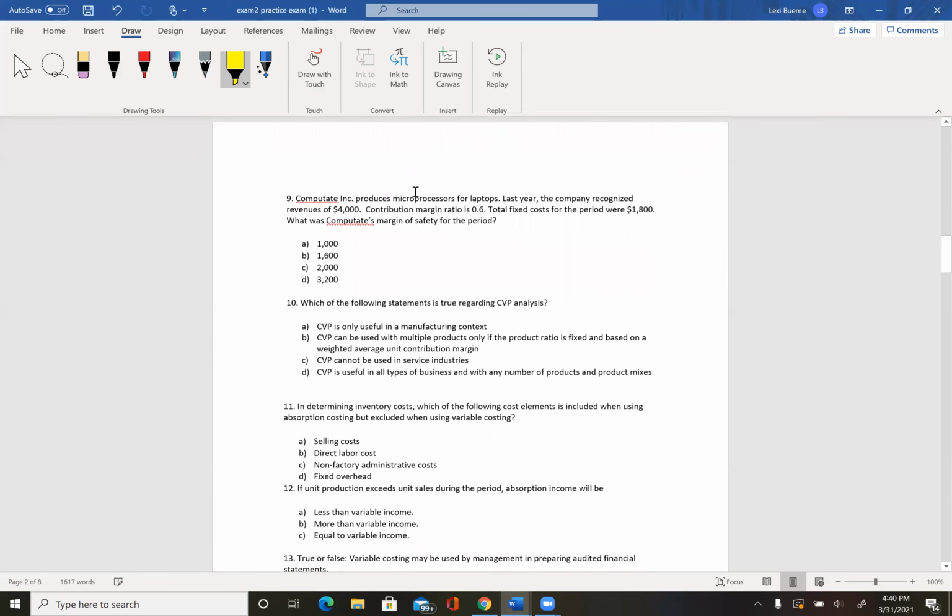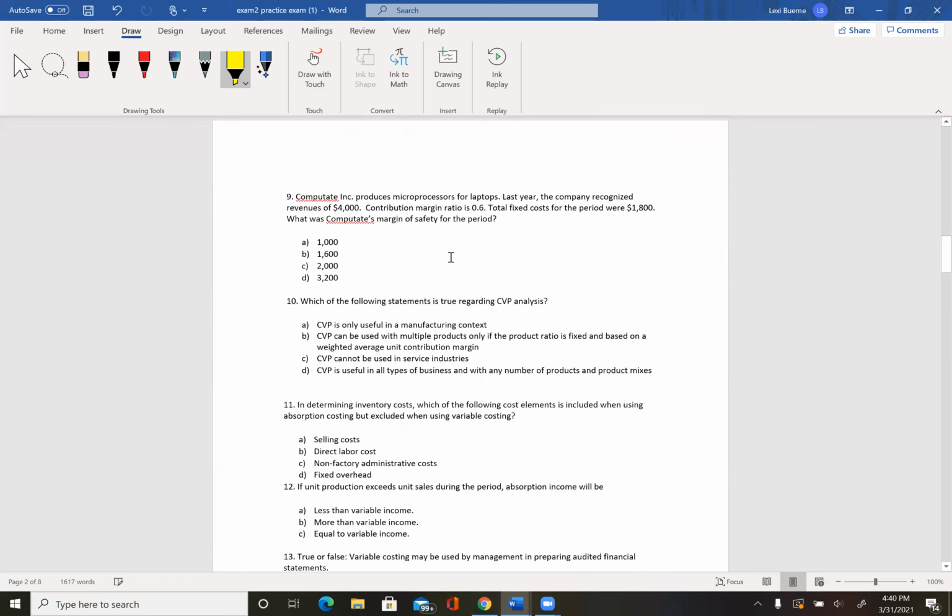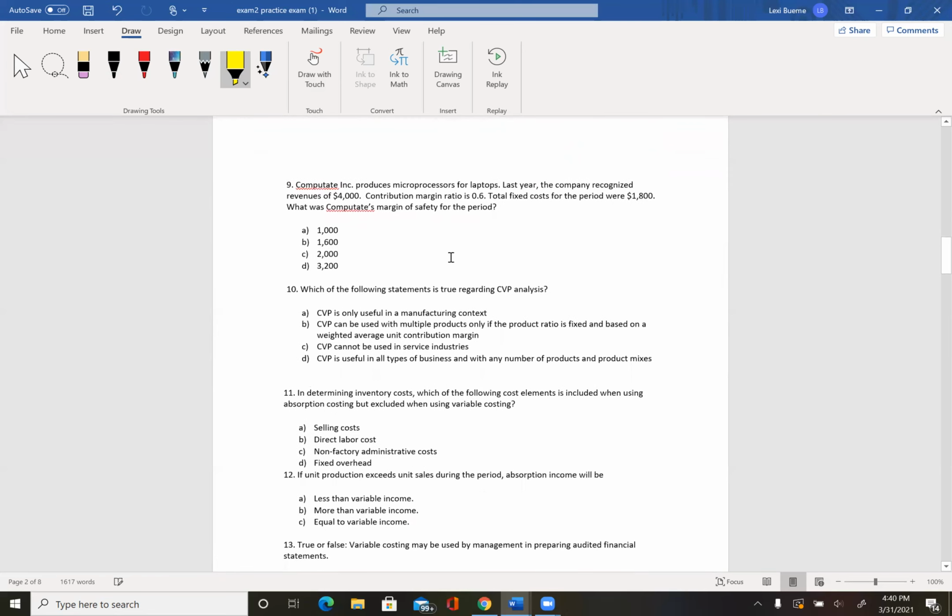For 9, they produce microprocessors for laptops and they recognize revenues of 4,000. Contribution margin ratio is 0.6. The total fixed costs are 1,800. And what is the margin of safety?